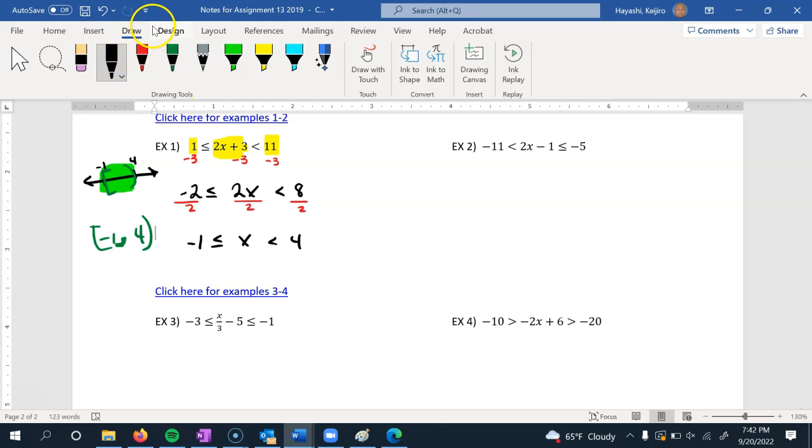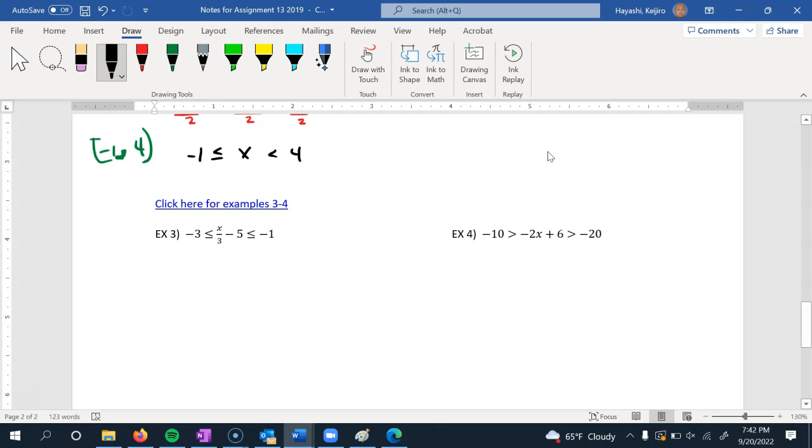We'll try to knock out another one, I guess. Example 2 is going to be much like example 1, so we're not going to do it. All you would do is add 1 to all 3 sides and then divide all 3 sides by the number 2.